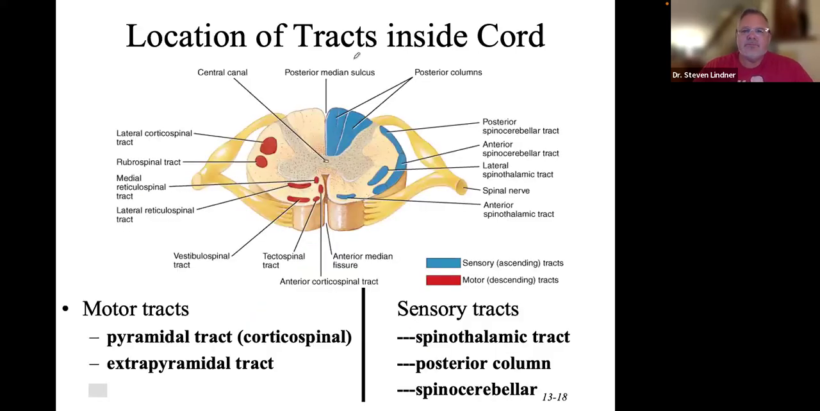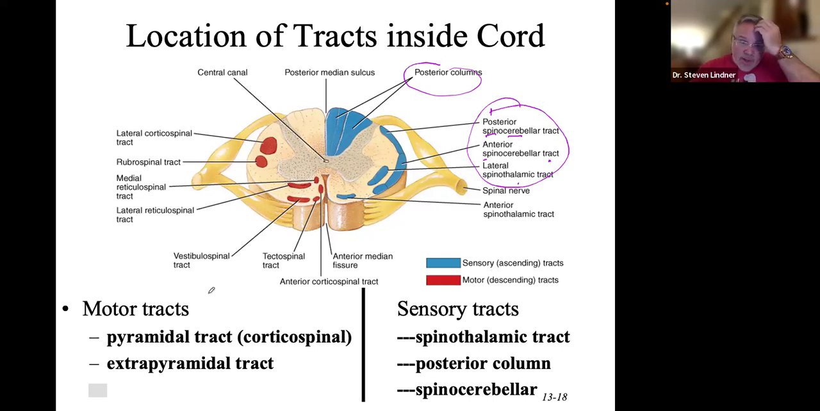Here again, on another view, but again showing the same type of division. You can see the posterior columns here. You can see the spinocerebellar, posterior, anterior spinocerebellar, lateral spinothalamic. Again, these are all ascending or sensory tracts. Okay, they're all going up.